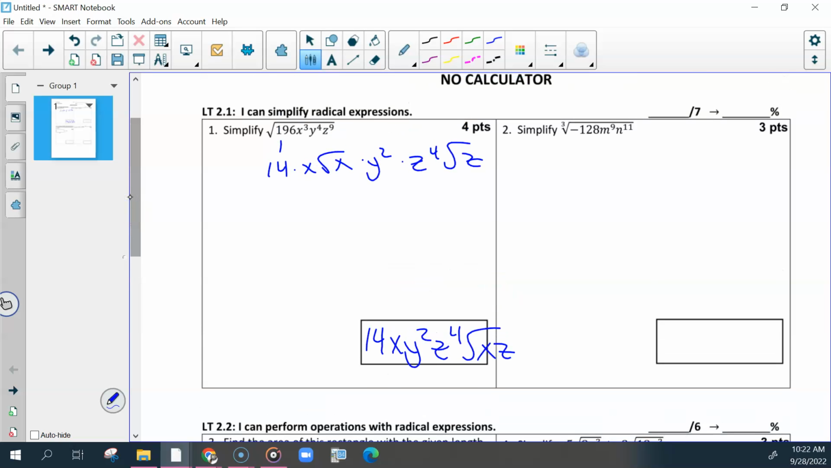For number 2, the most common problem I saw was if you were doing factor tree method, you started doing pairs and not groups of 3. This was a cube root, so you should have been doing groups of 3, not pairs. That messed a lot of you up. So also, the negative should have come out. Some of you forgot that, so I'm going to do that first.